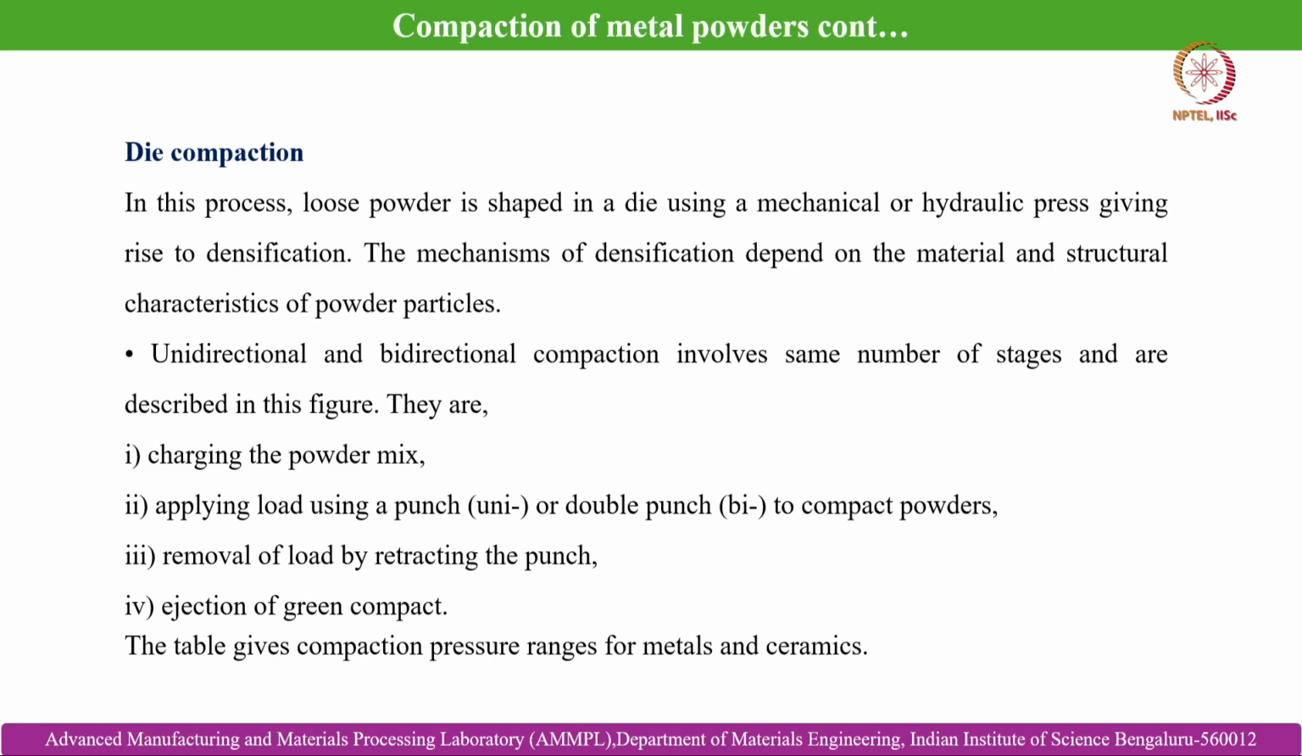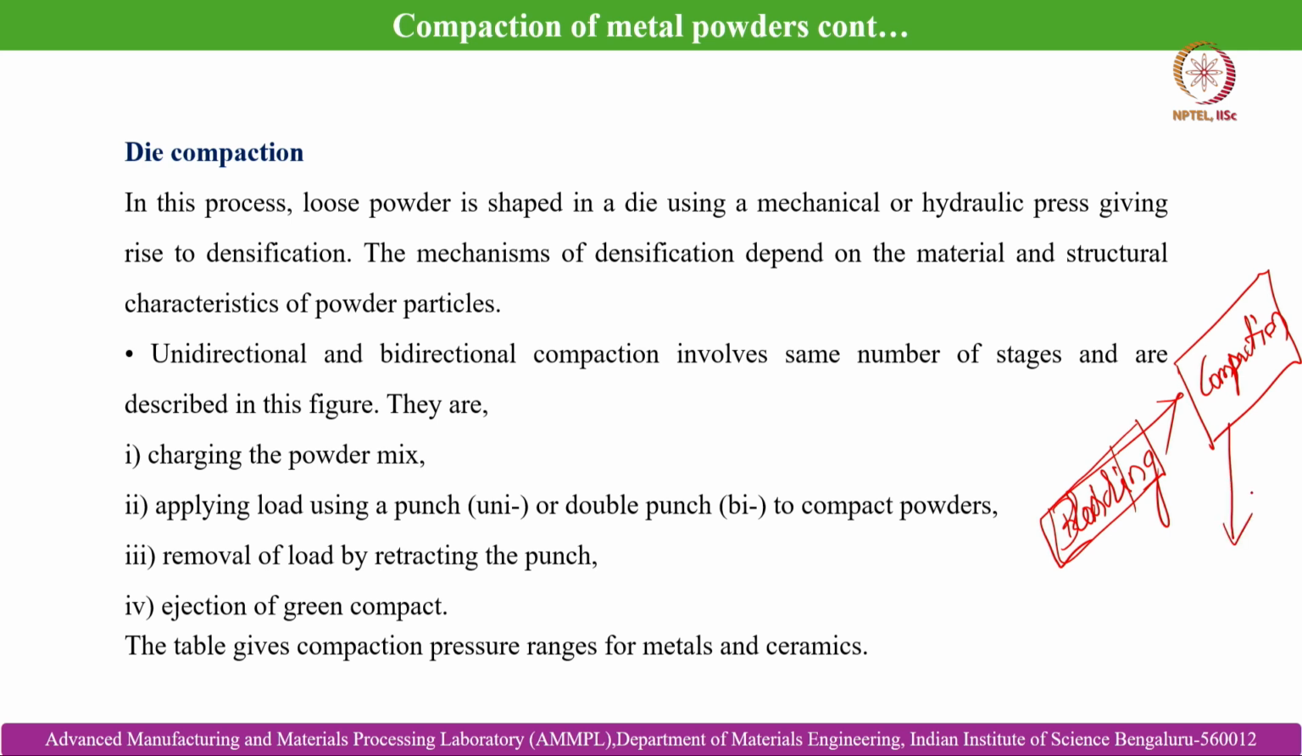So die compaction, the steps are again pretty similar to what we discussed earlier. The first step is blending or mixing. After we achieve the blending, we charge that blend or powder mixture within the die cavity, and then we achieve the compaction with the onset of applied load by the die punch system, and then removal of the load and ejection of the compact after achieving the desired green density and shape.